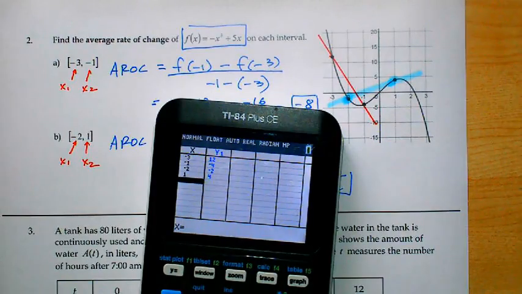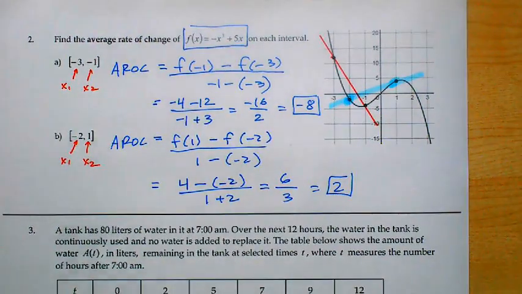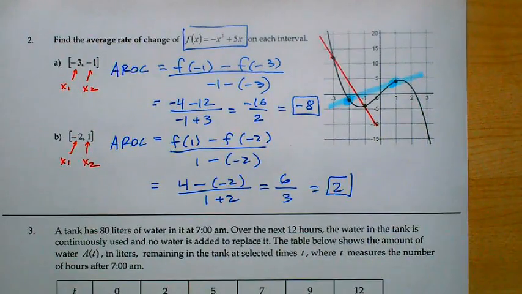Okay, welcome back. So I've again used the graphing calculator to just save some time. I computed the y values, and as I ran my computation, I did get an AROC of 2, average rate of change of 2, and that does correspond to the positive slope.